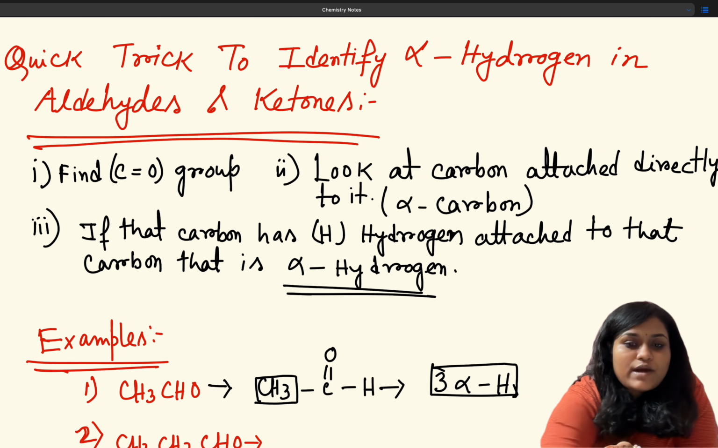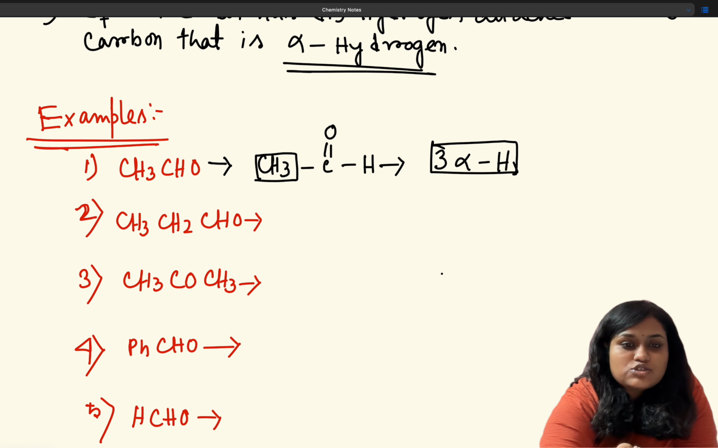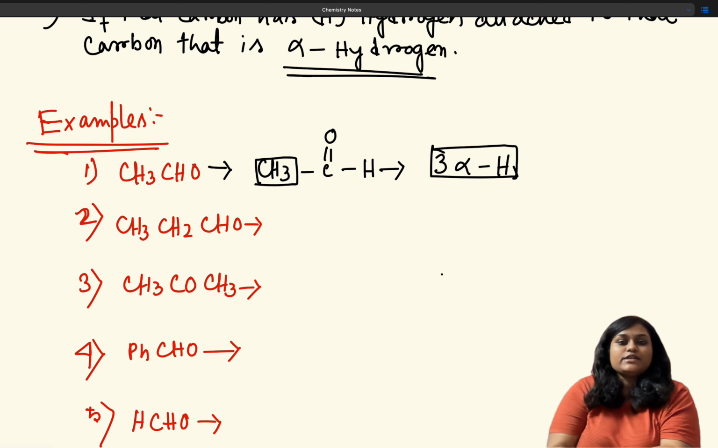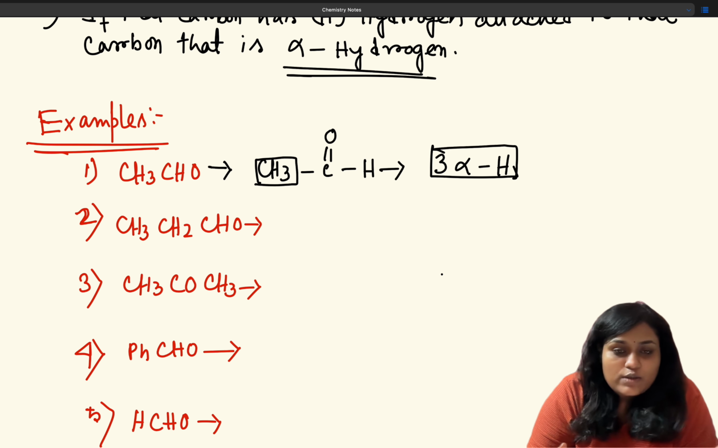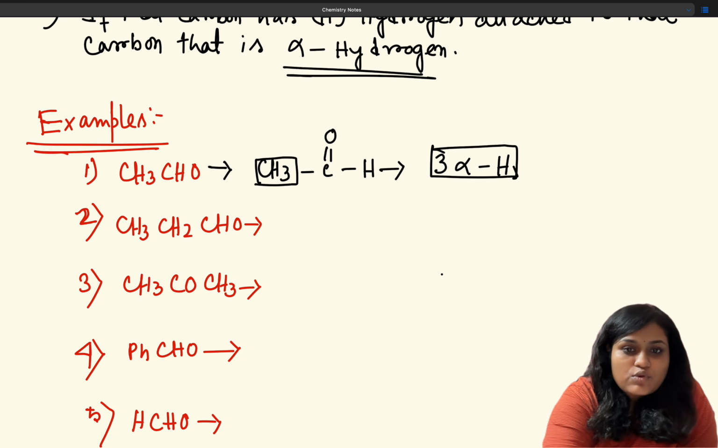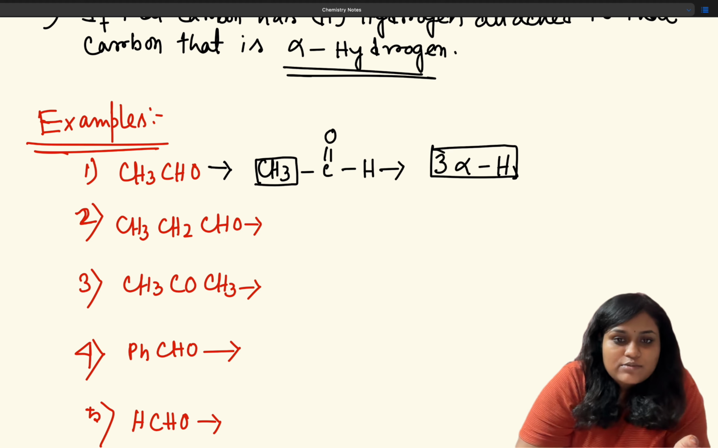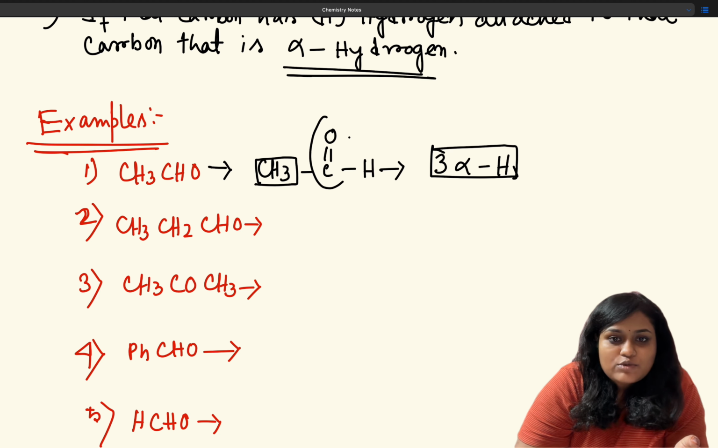Our first example is CH3CHO, which is known as acetaldehyde. I have already solved this. First we identify the C=O group. Attached to this C=O group, one carbon is present, which is the alpha carbon. This carbon has 3 hydrogens, so there are 3 alpha hydrogens.